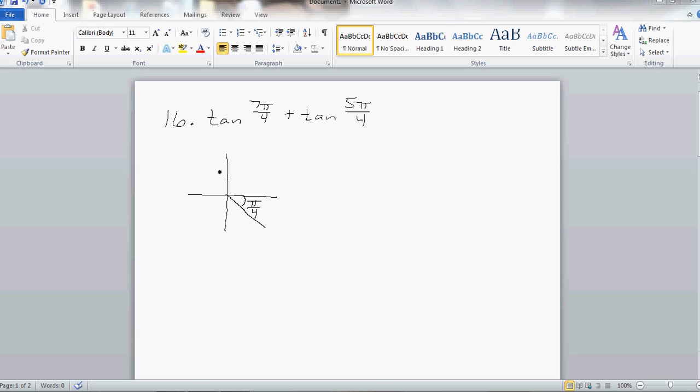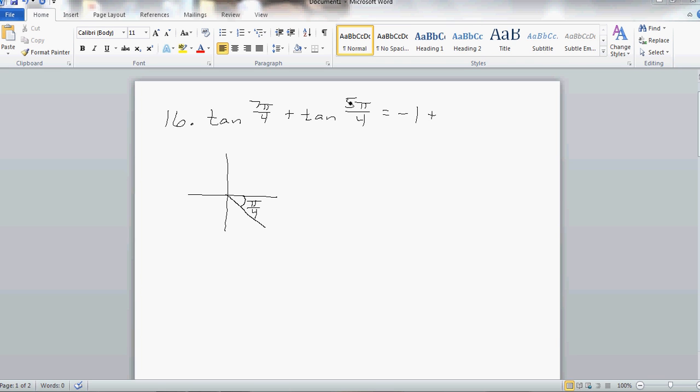When we remember all students take calculus, tangent is positive here and here. It's negative in quadrants 2 and 4. So we do know that this part of it will be negative. In particular, we need to find what's the tangent of pi over 4. Tangent of pi over 4 is 1.